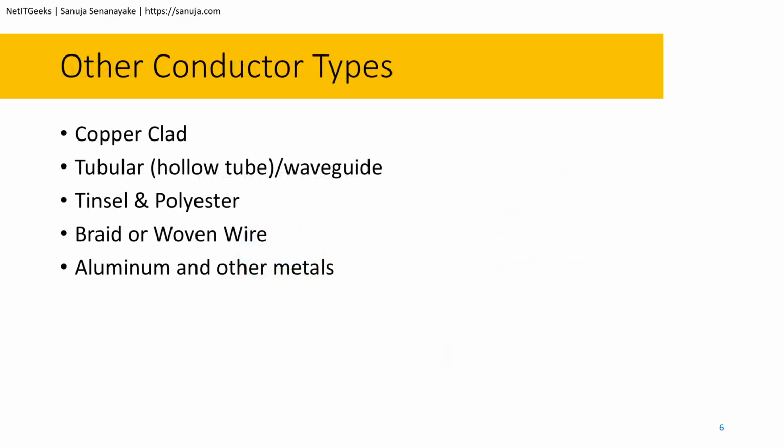Other conductor types you should be familiar with in terms of general knowledge are the copper clad type of wires, the tubular wires, also known as waveguide wires or hollow tube wires, tensile or polyester wires, braided or woven wires, and aluminum and other material wires. You should be familiar with those items, but you don't need to know in depth how they are different from each other.